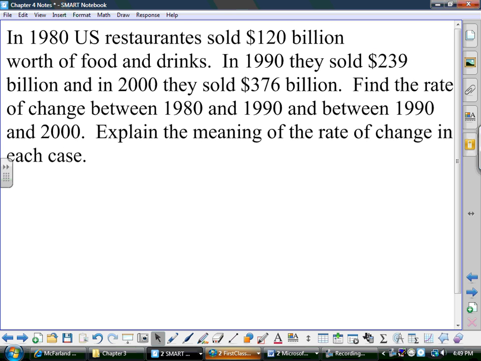Rate of change between 1980 and 1990, and also between 1990 and 2000. Explain the meaning of the rate of change in each case. Pause the video and write down the problem, and then we'll work on solving it together. First, between 1980 and 1990.